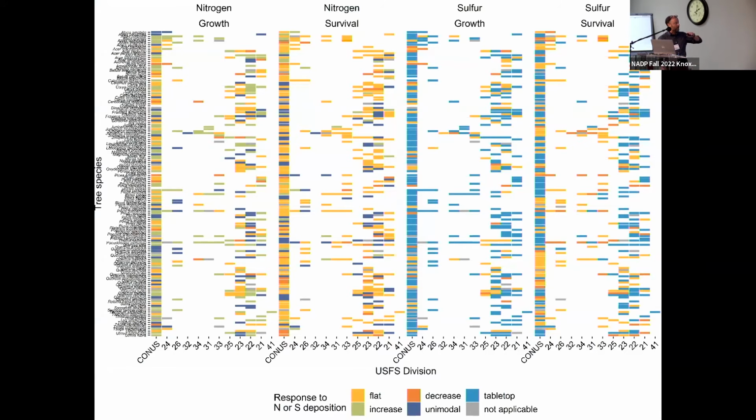So this is a collection of all the data, and I won't go through this at all, but this is all the species that we analyze and all the divisions. All I want you to take away from this is there are different colors as you go across the row. That is evidence of what we thought we might find, which is different relationships in different parts of the country. So, okay, well, what do you do with this?